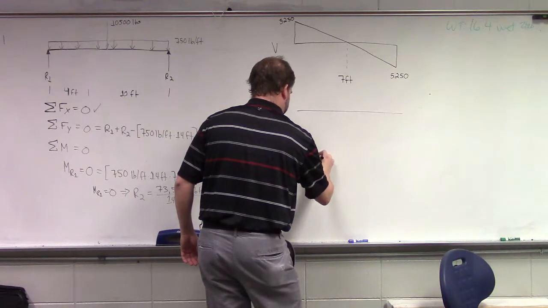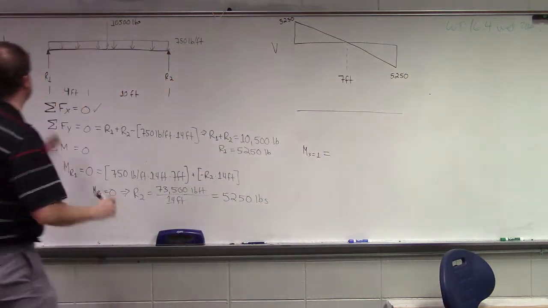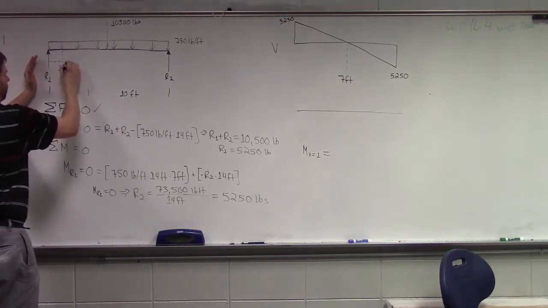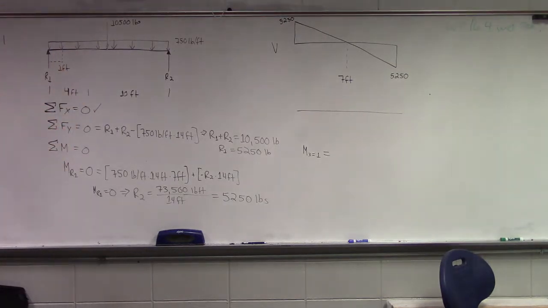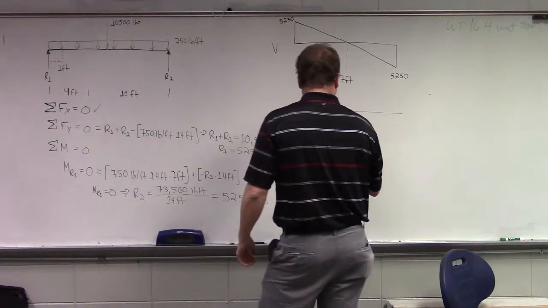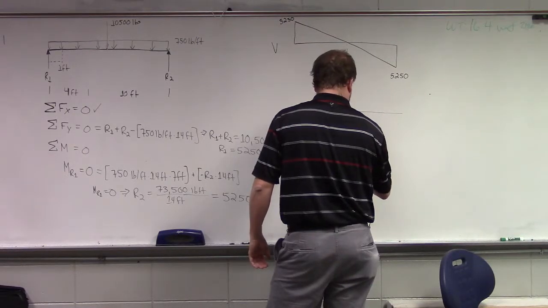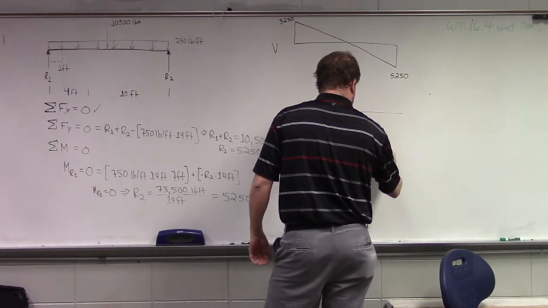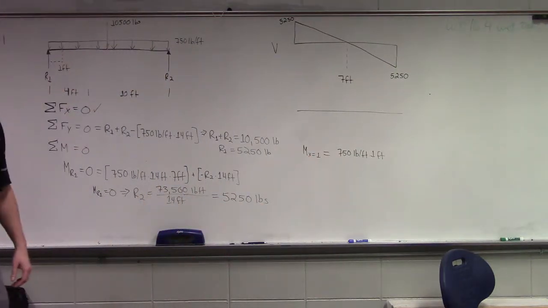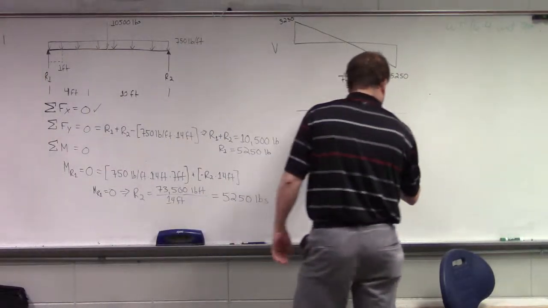So let's look at M of x equals 1. Okay, so we're 1 foot away from R1. So it'd be 750 times 1. Is there anything else we need there? All you're giving me is a force. And then a half foot. Okay?